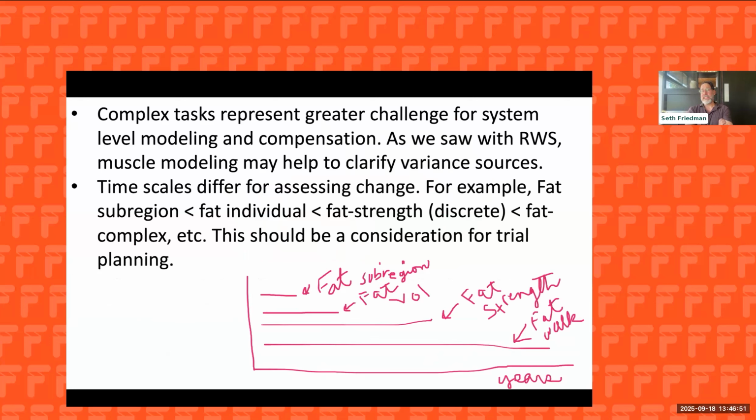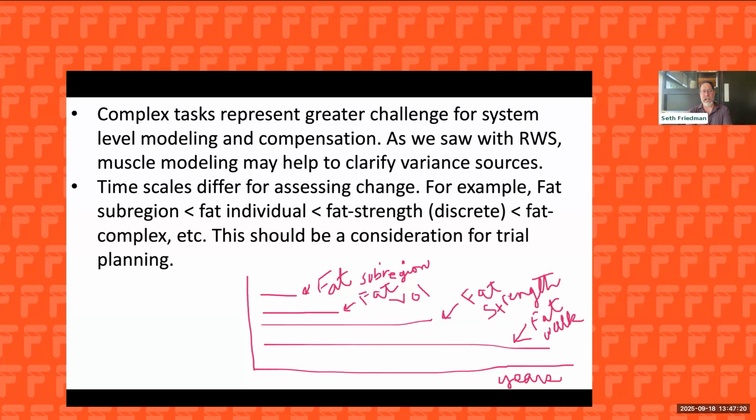And certainly with the example of reachable workspace, complex tasks are going to be a much bigger challenge for modeling than dorsiflexion. And so I do think that, as we saw with reachable workspace, these models can help to clarify what muscles are involved. And that may be useful because it may not always be intuitive that the gripping of your toes is going to be a component of raising your arm above your head.